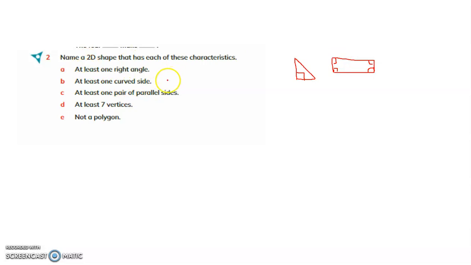At least one curved side. You can take an oval. It has a curved side. At least one pair of parallel sides. You can look at a trapezium. A trapezium has at least one pair of parallel sides. This is the parallel side. You can also look at a parallelogram. A parallelogram has both pairs of opposite sides parallel. Two pairs of opposite sides parallel.